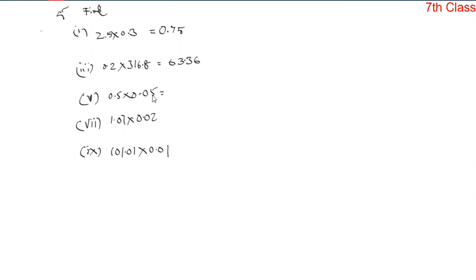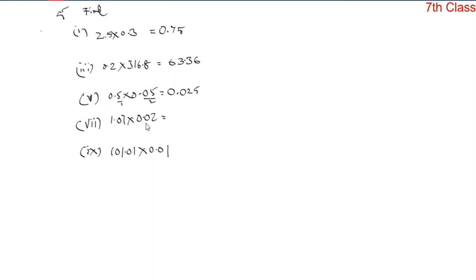Now come to the fifth one. 0.5 into 0.05. Now ignore the decimal point. Multiply them as whole numbers. 5 5s are 25. Now here how many places are there in the decimal part? 2. Here 1. 1 plus 1, 2. Now you count the 2 digits towards left. 1, 2, 3. Third digit is not there. So you put point. Now 0.025.